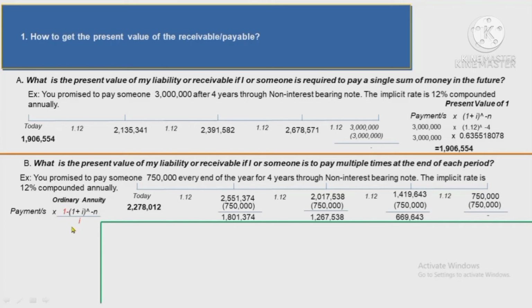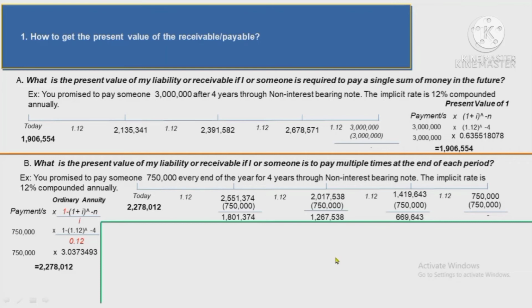It's now time to substitute. The payments is 750,000 times 1 minus 1.12 raised to the power of negative 4 over 0.12. If we are going to summarize this one, we're going to get 3.0373493, and then multiply that again with the payments of 750,000, then we are going to get 2,278,012, which is the same as this one.